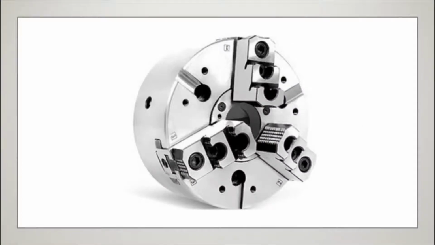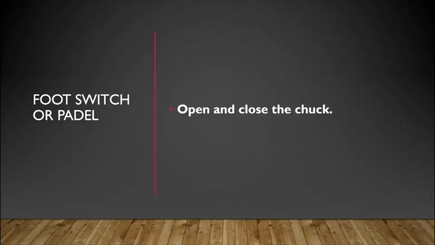The sixth is the foot switch or pedal. The foot switch or pedal is used to open and close the chuck. Open the chuck to remove the workpiece, and close the chuck to hold the workpiece in the chuck.